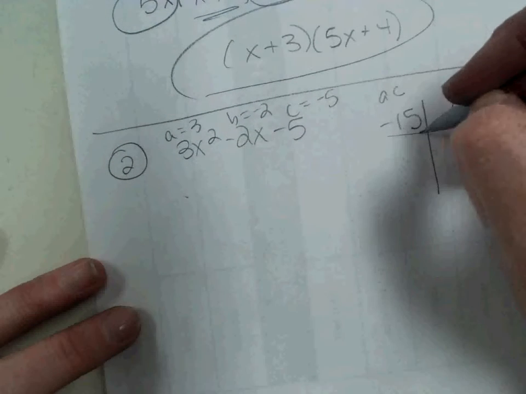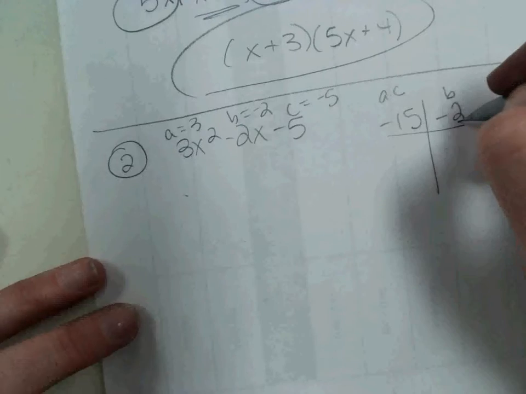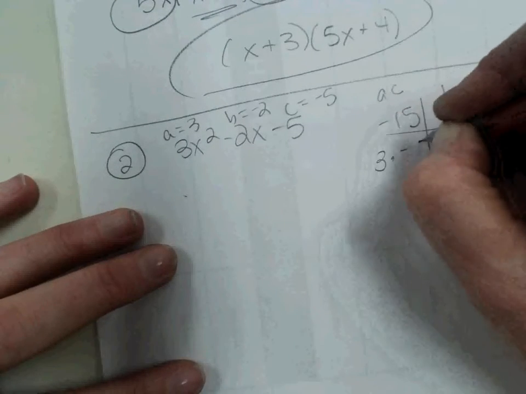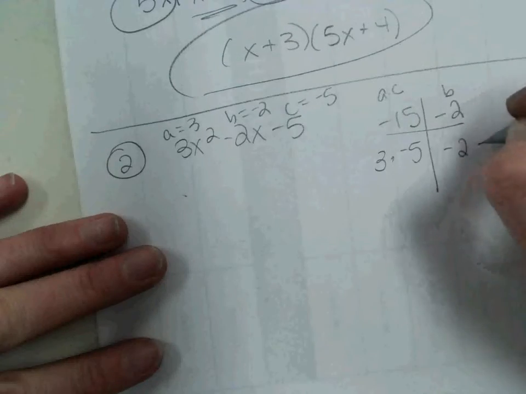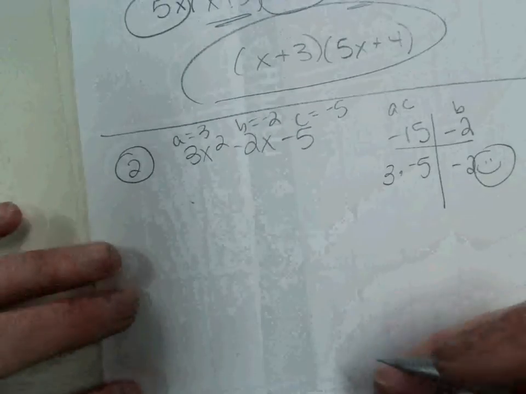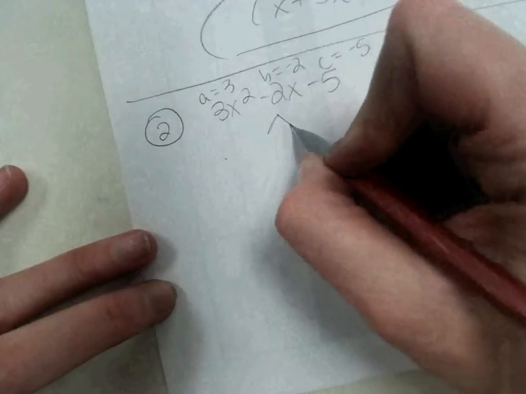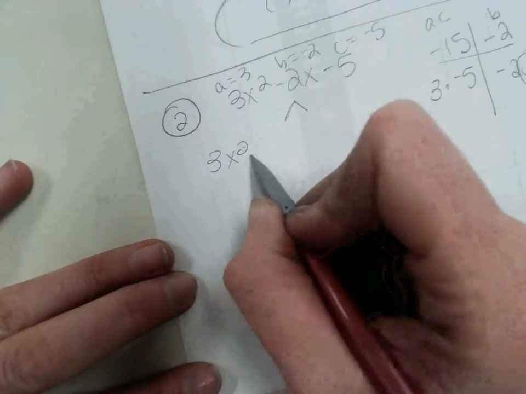Two numbers that multiply to get -15 and add to get -2. 3 times -5. Thanks. We're going to just go there. They're smaller numbers, so it's easier to spot them, I would say, than larger numbers. Sometimes I have to try a couple first. So I'm going to rewrite, splitting the middle.